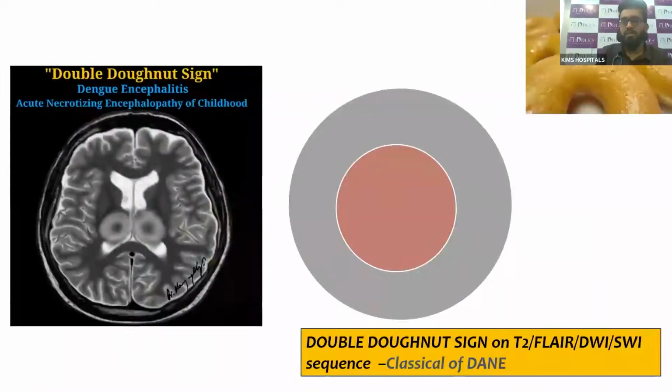Whereas if you see double donut sign, it's basically not 3 rings, you have central hemorrhagic necrosis surrounded by cytotoxic and vasogenic edema. This is a typical image which is seen in dengue-induced ANE. In the classical ANE with other viruses, there is trilaminar sign, but double donut sign is more classical in a case of dengue-induced ANE, wherein it can be seen in T2 and FLAIR images. All right.